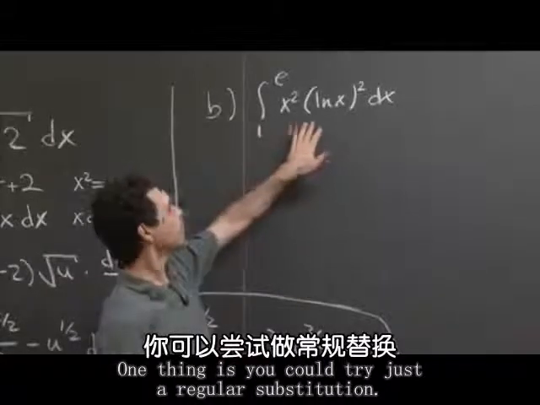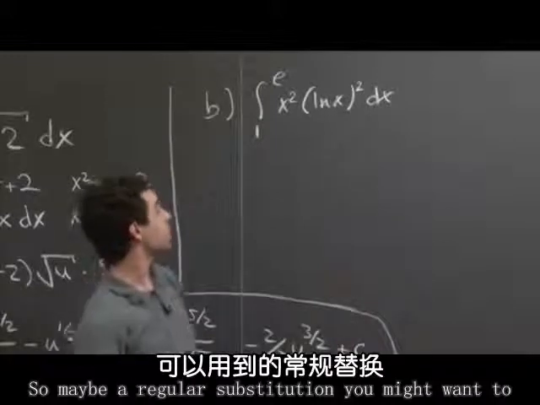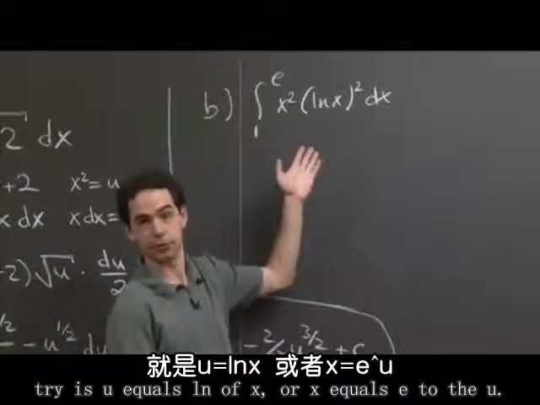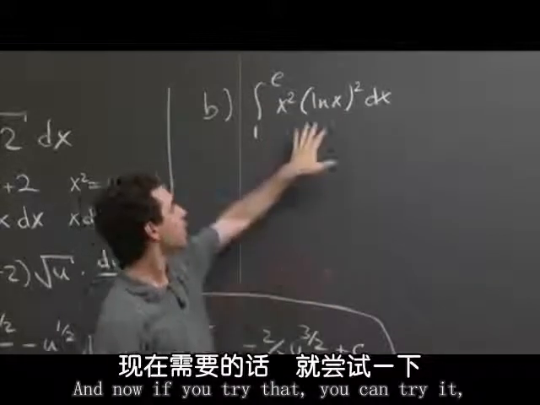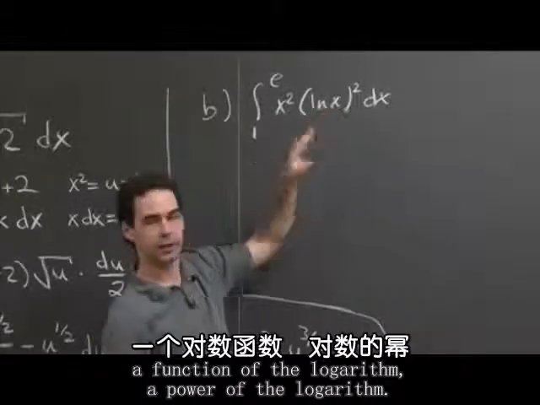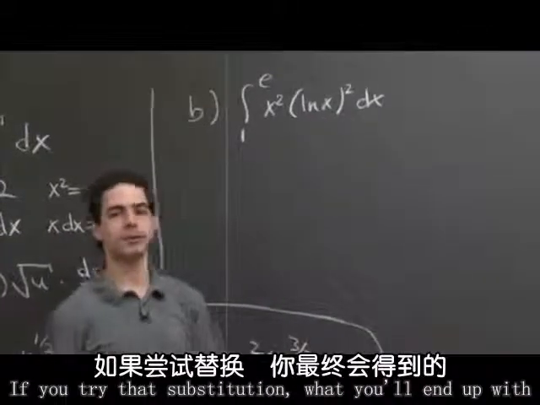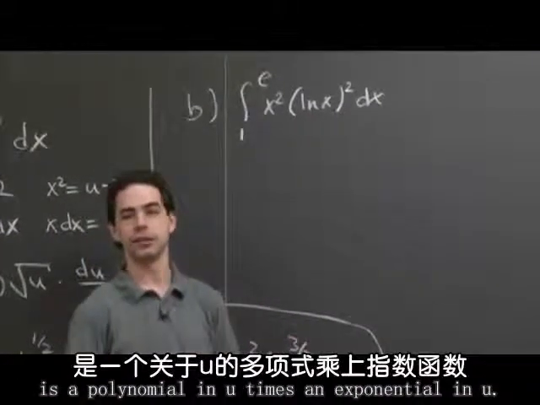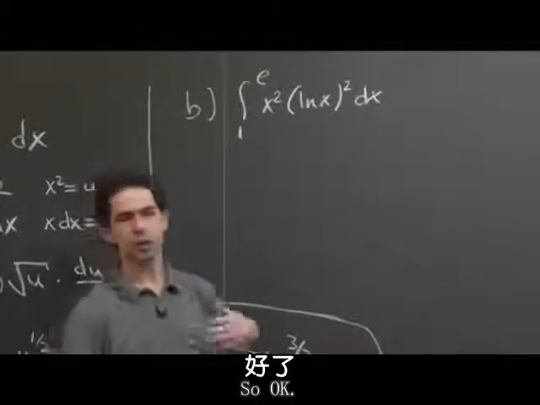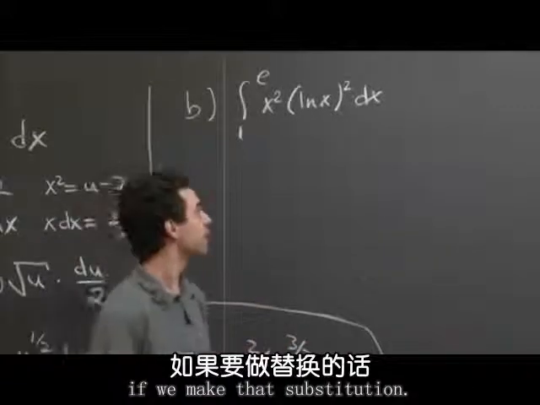One thing is you could try just a regular substitution. Maybe a regular substitution you might want to try is u equals ln of x, or x equals e to the u. If you try that, here we have a polynomial times a power of the logarithm, and what you'll end up with is a polynomial in u times an exponential in u. So it's not clear that we've won anything if we make that substitution.